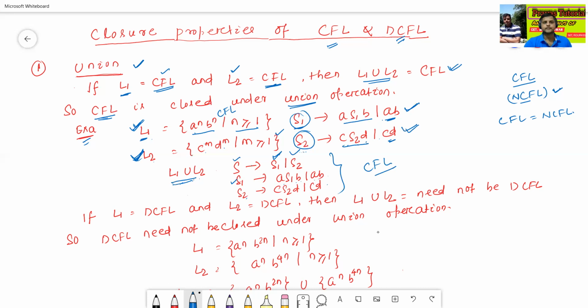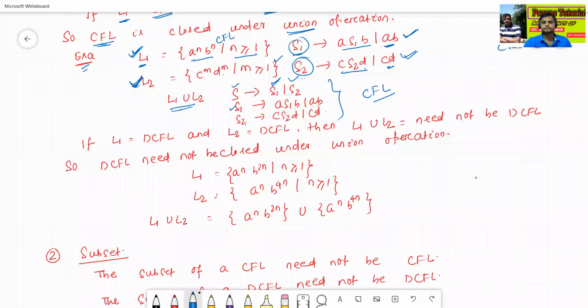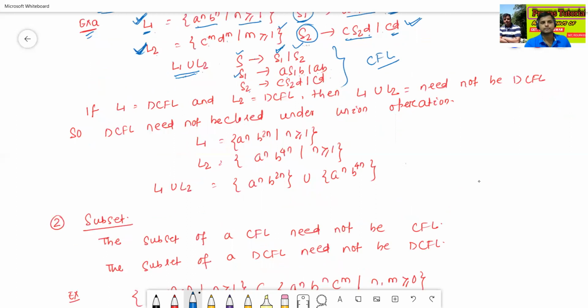Now see the next one. If L1 is DCFL, meaning deterministic context-free language, and L2 is DCFL, then L1 union L2 need not be DCFL. So DCFL, deterministic context-free language, need not be closed under the union operation.